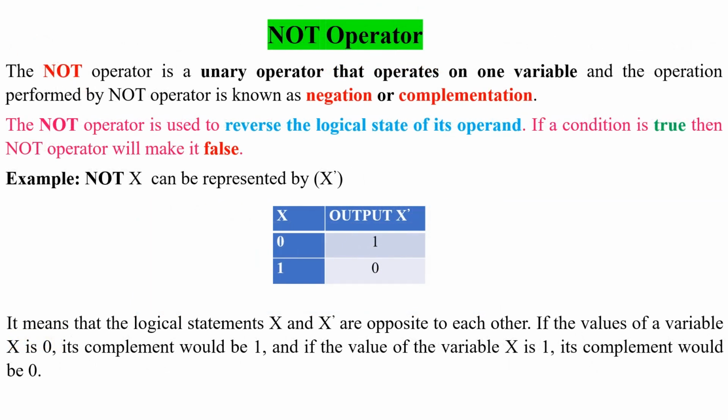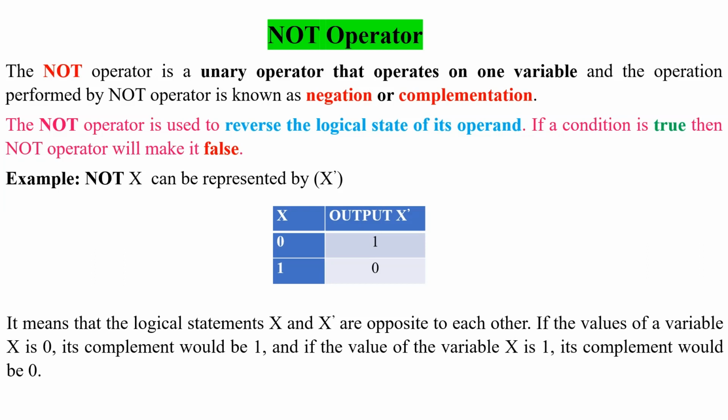Next operator is the NOT operator. The NOT operator is a unary operator that operates on one variable, and the operation performed by NOT operator is known as negation or complementation. The NOT operator is used to reverse the logical state of its operand. If a condition is true, then NOT operator will make it false. Example, NOT x can be represented by x complement.